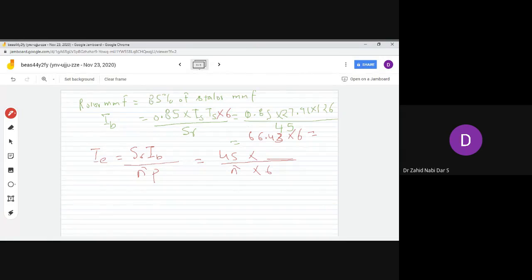So you know, IB is 398.55. Okay, 398 you can assume. But what about the IE? The IE value is 951.46. Now can you yourself do the rotor copper loss? How much will it come? Try for it.